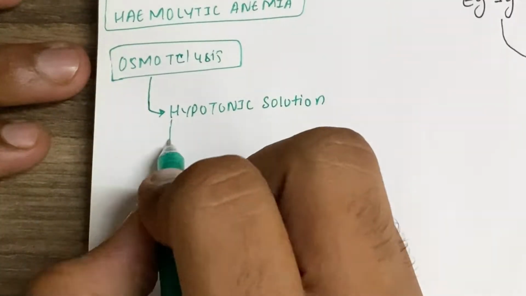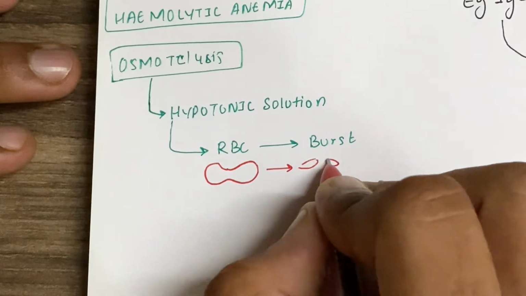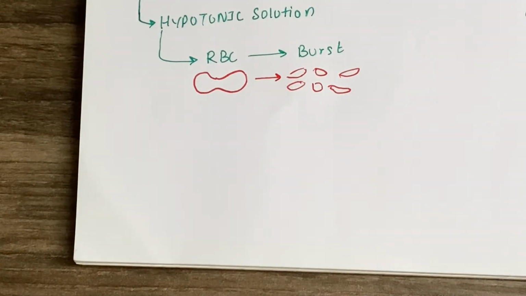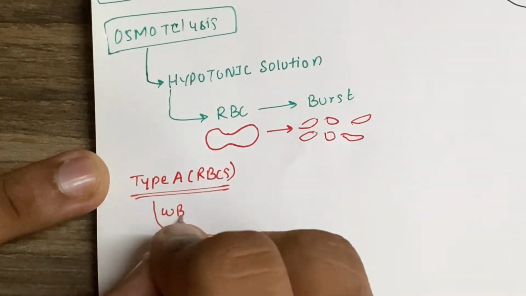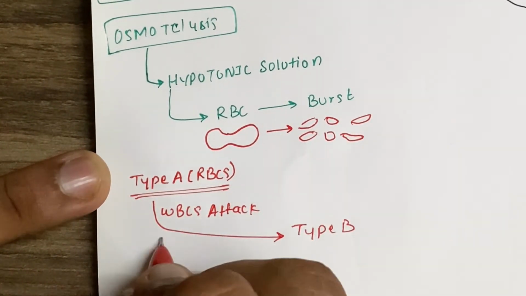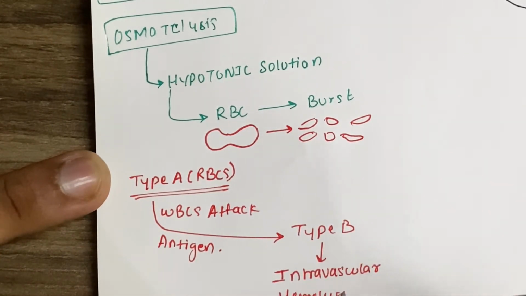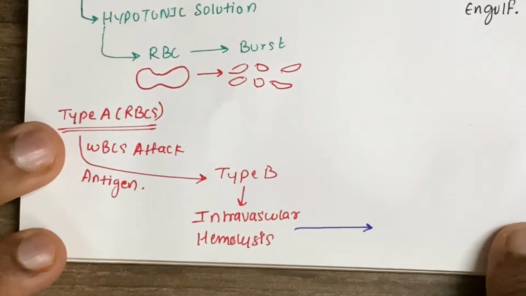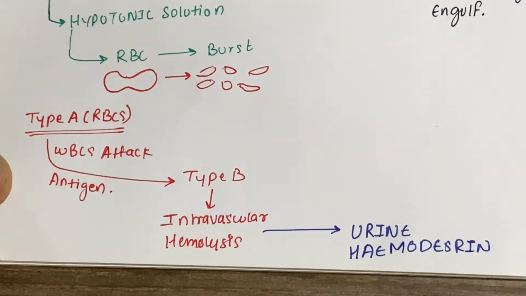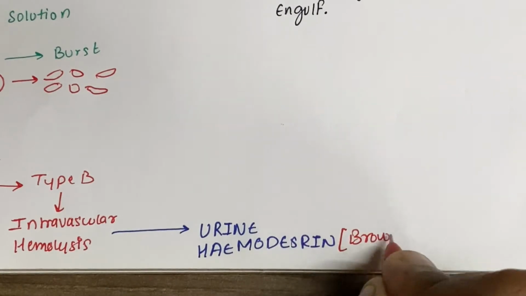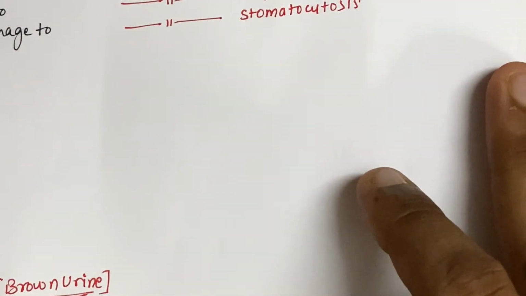Osmolysis is basically when you put RBCs in a hypotonic solution, they bulk up and burst. It literally bursts out. And during transfusion, if type A RBCs are mixed with type B, usually the antibodies of type A attack the type B. This is because of antigens, intravascular hemolysis, and because of this you can see hemoglobinuria, which is basically brown urine, and this can also happen due to kidney disorders in the body.